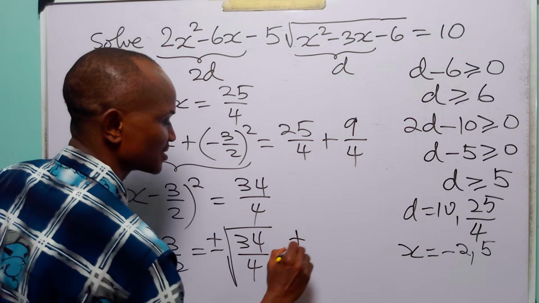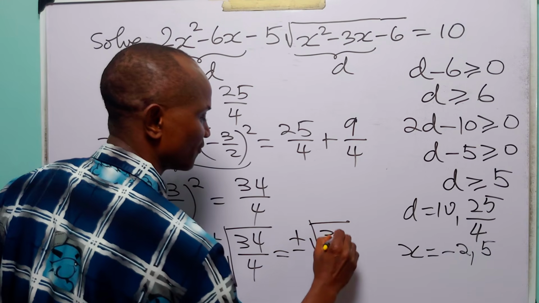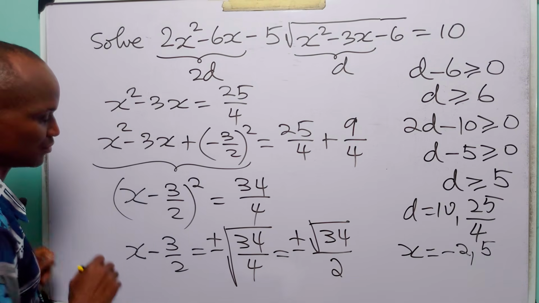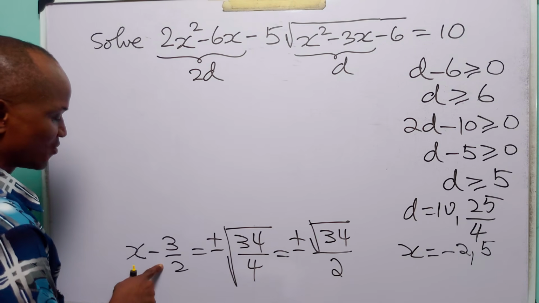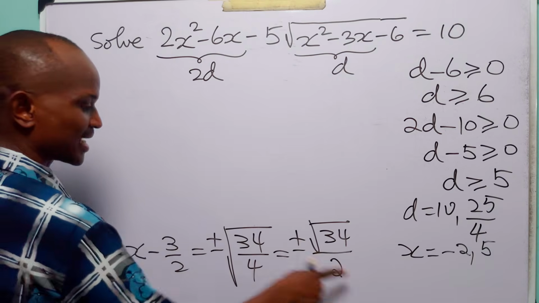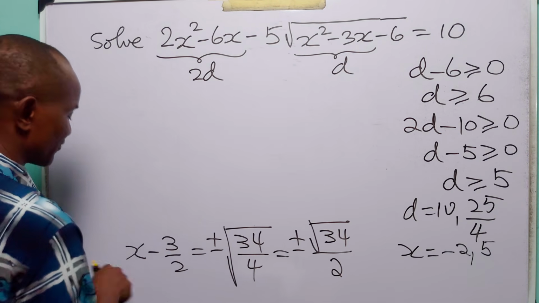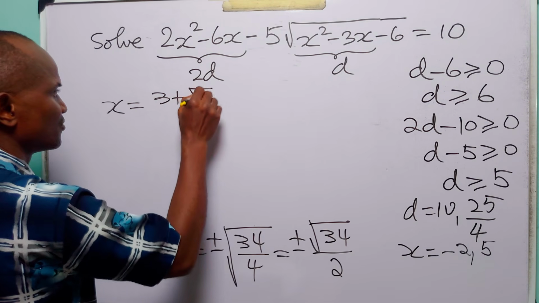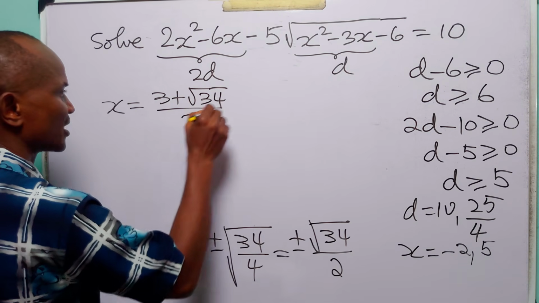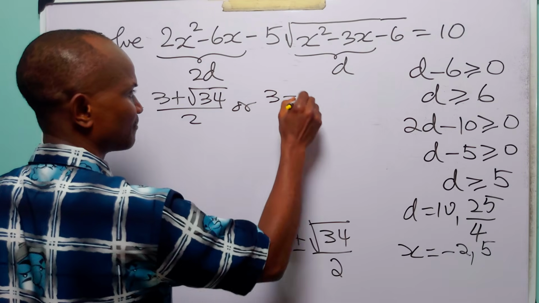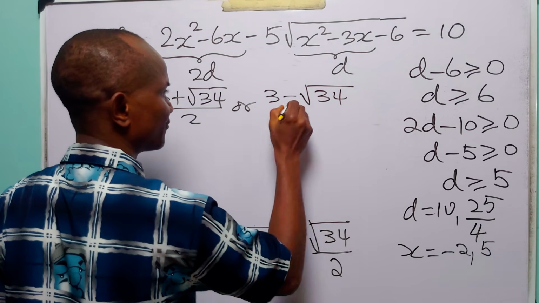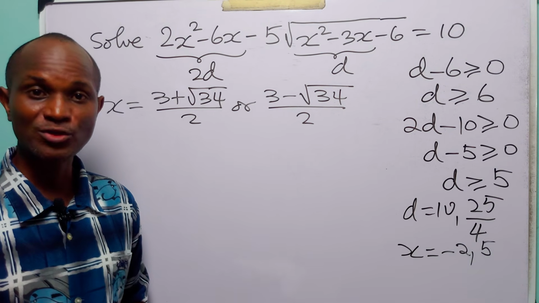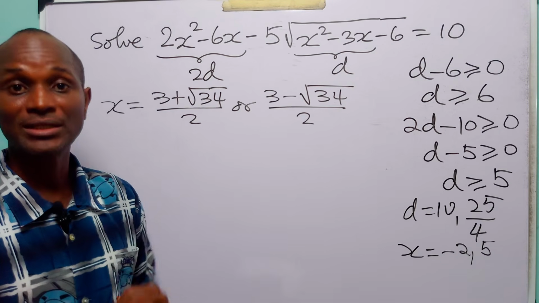This is equal to plus or minus the square root of 34 divided by the square root of 4, which is equal to 2. And of course, when we add 3 over 2 to both sides of this equation, we have two more values of x. We have that x is equal to 3 plus root 34 over 2, or 3 minus root 34 over 2. And finally, we have all the four values of x that satisfy this radical equation.